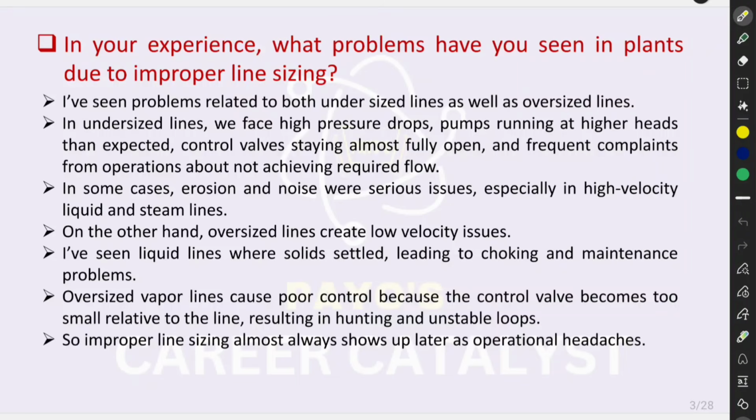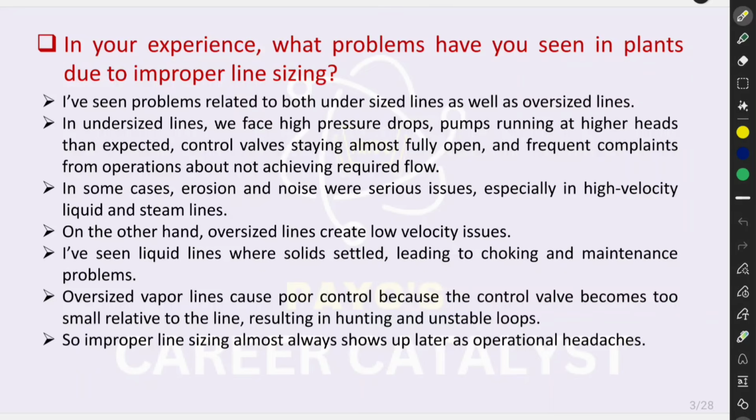In your experience, what problems have you seen in plants due to improper line sizing? I have seen problems related to both undersized lines as well as oversized lines. In undersized lines, we face high pressure drops, pumps running at higher heads than expected, control valves staying almost fully open, and frequent complaints from operations about not achieving required flow. In some cases, erosion and noise were serious issues, especially in high velocity liquids and steam lines.